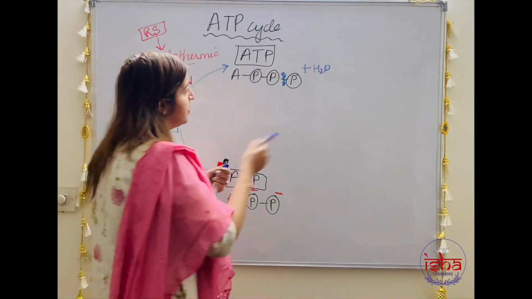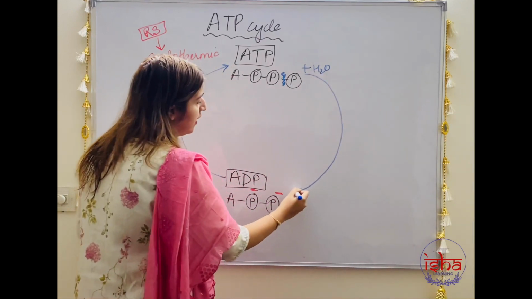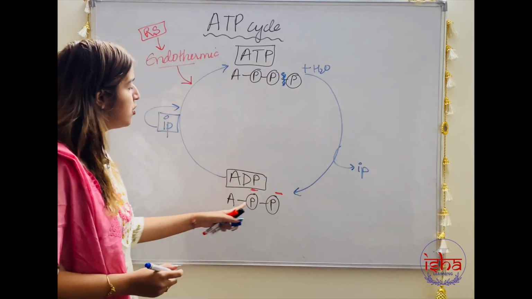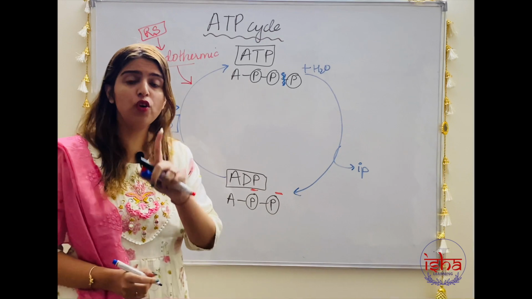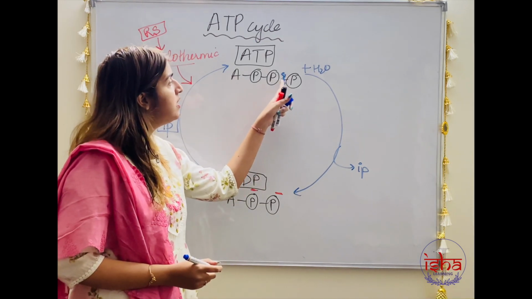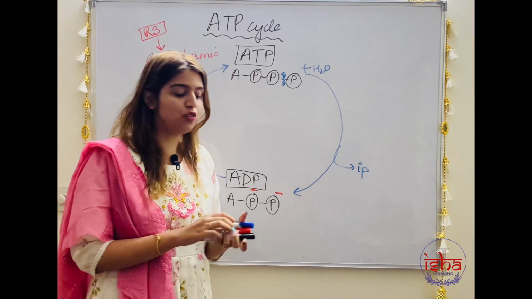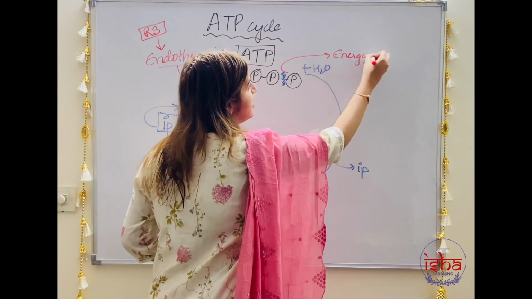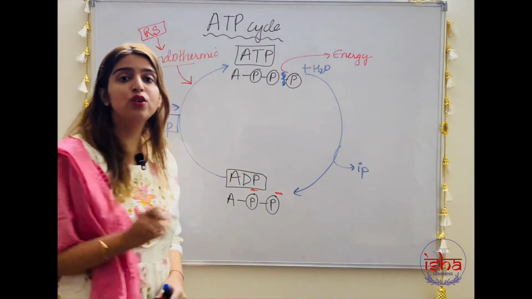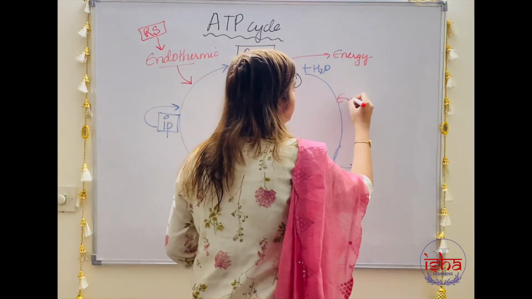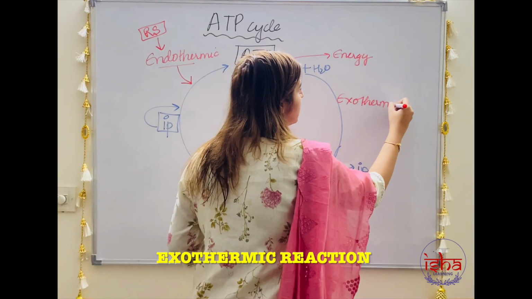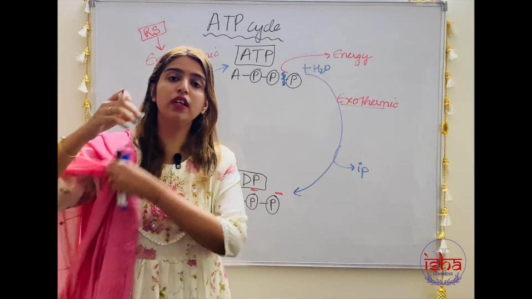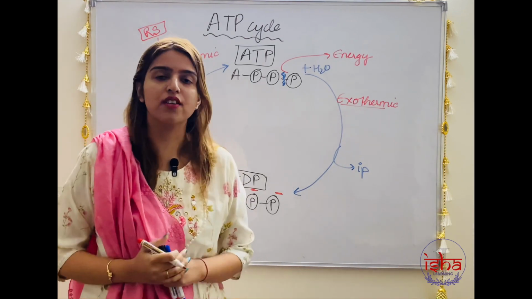Now what is going to happen is due to the breakdown of this bond, an inorganic phosphate is going to be released out. We are going to come back to our ADP, but we already know that a lot of energy is stored in this bond. Now this energy is going to get released. So now energy would be released here. In this case, the reaction will be an exothermic reaction. What is an exothermic reaction? Where a certain amount of energy is given out. Now this energy is going to be utilized by the muscle for whatever contraction it has to perform.